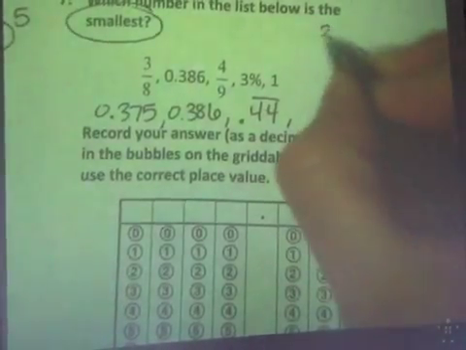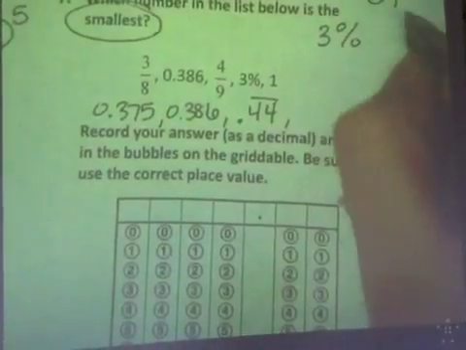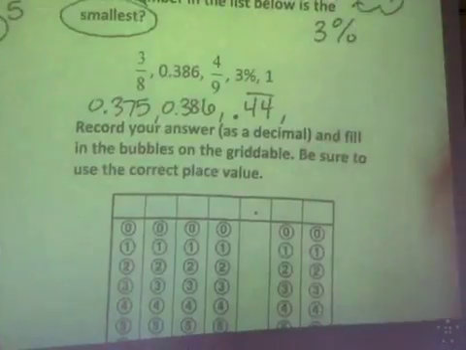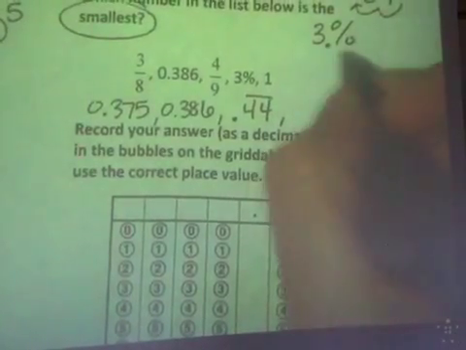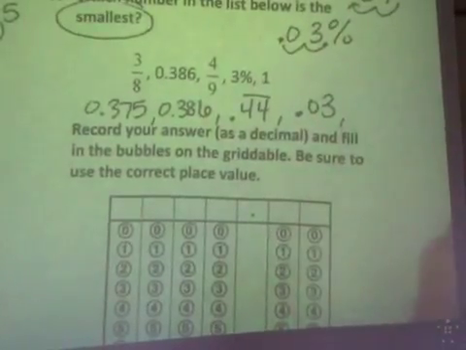3%. Okay, remember Dr. Pepper. If I want to go from a percent to a decimal, I have to move my decimal place 2 spaces to the left. So it's a whole number. It's here. 1, 2. So 0.03. The next one is 1.